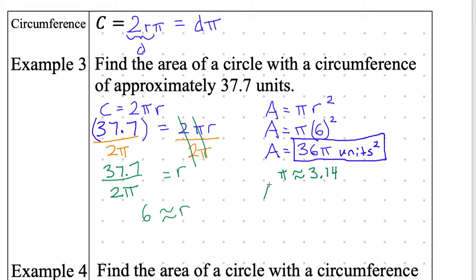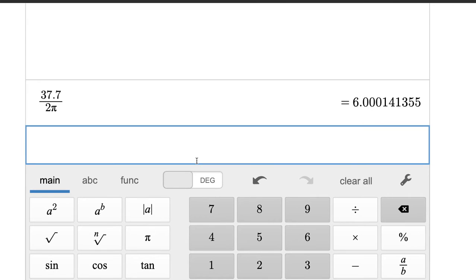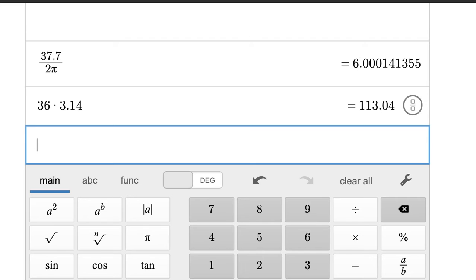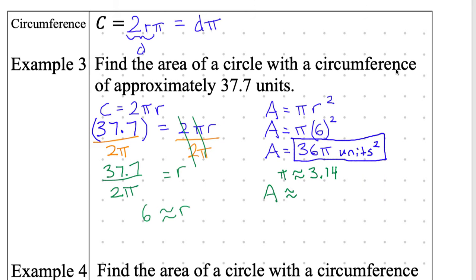So using pi as approximately 3.14, we can say that the area is approximately, I come back up here to my calculator, I need to do 36 times 3.14. So if I say 36 times 3.14, I get 113.04. How close is that, I wonder? So if I do 36 times pi, it's really, really close. It's off by 0.057. So 113.04, that's the number I'm looking for.